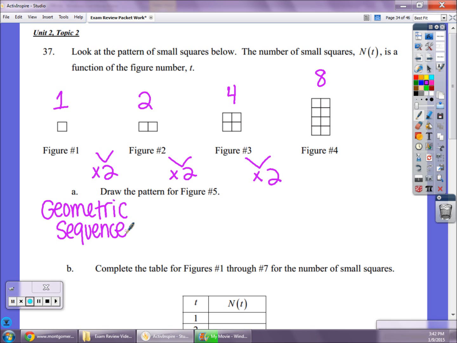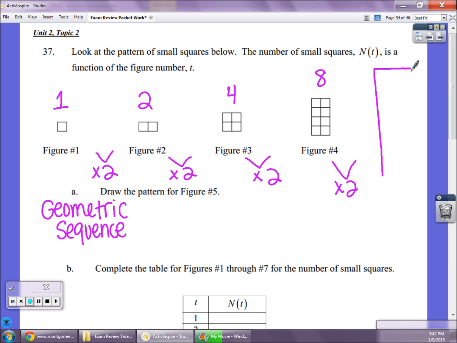Okay, so to continue to get to figure 5, I'm going to multiply times 2, and I need 16 squares. Let me see if I can draw that. Try my best here. So 1, 2, 3, 4, 5, 6, 7, 8. Let's make sure we have 8 rows. 1, 2, 3, 4, 5, 6, 7, 8. And sure enough, I do. And my picture is not very pretty, but I do have 16 squares, so that's going to be figure number 5.